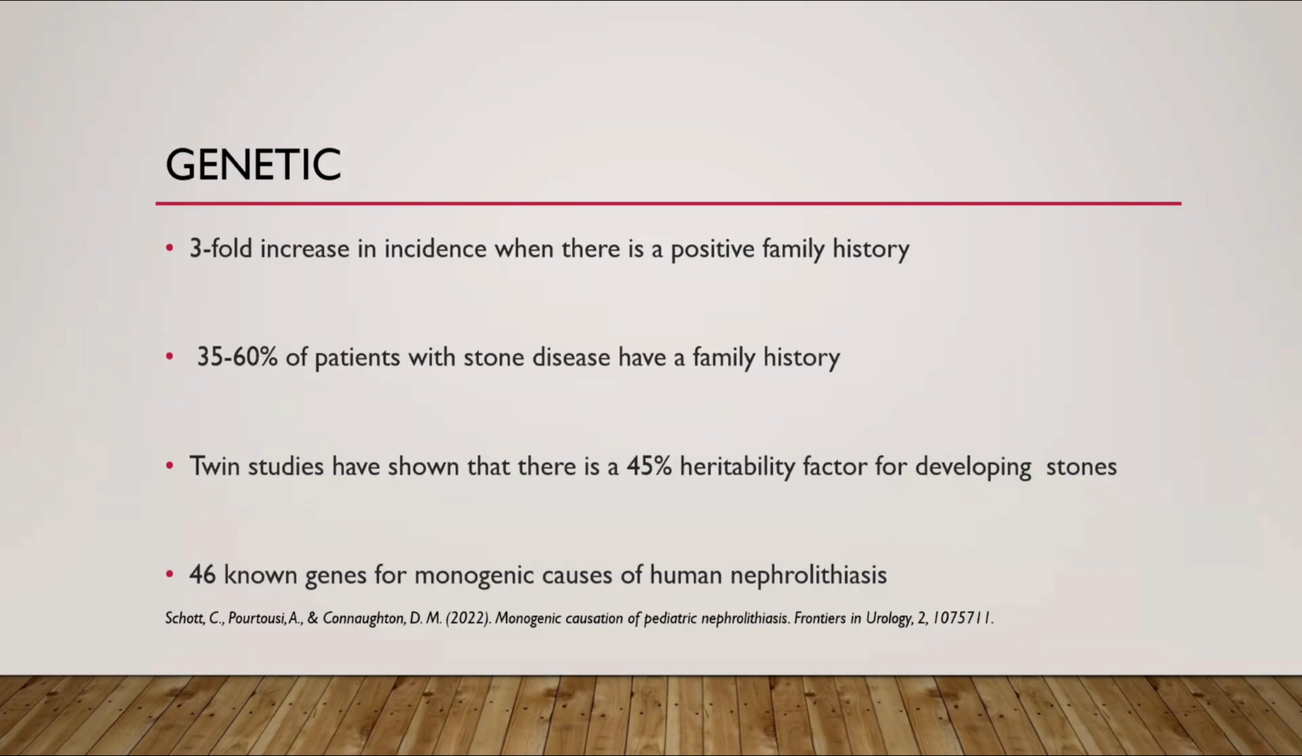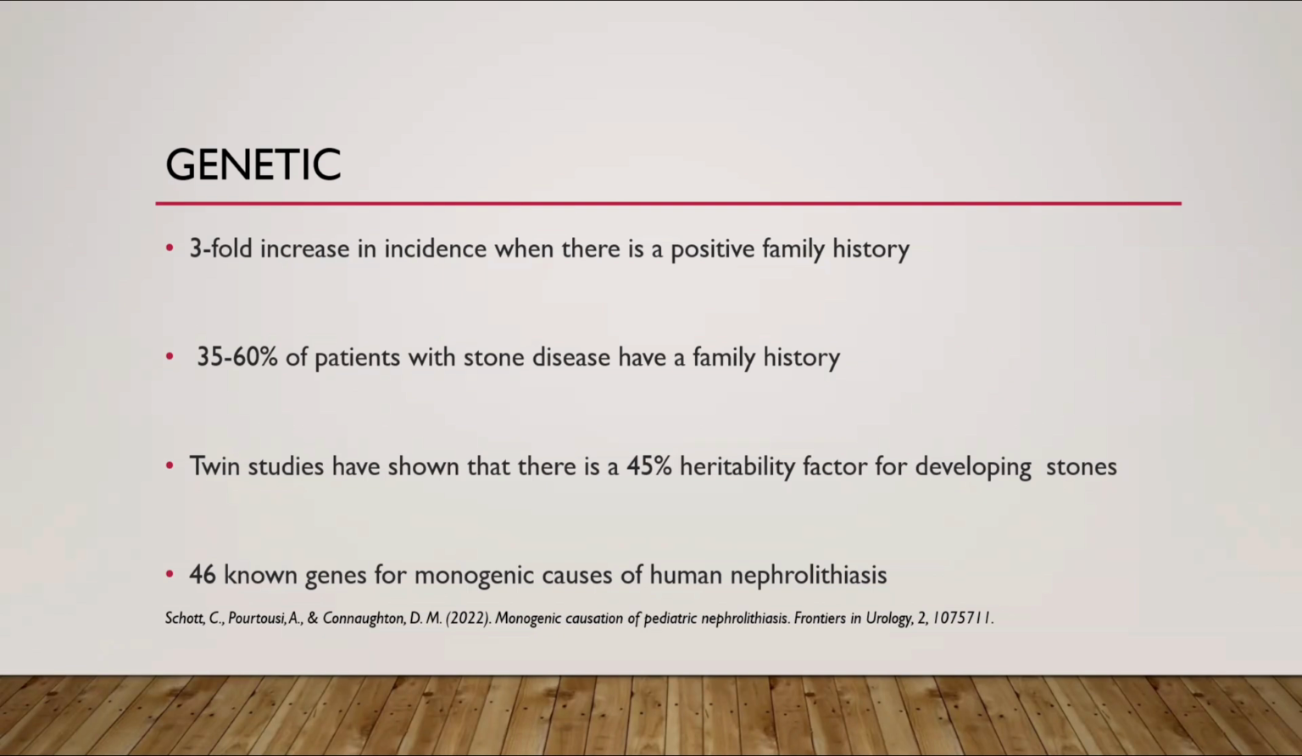Another significant contributor to stone disease in children is genetics. There is strong evidence that nephrolithiasis aggregates in families. Indeed, there is a threefold increase in incidence when there is a positive family history, and data suggests that 35 to 60% of patients with stone disease have a family history. Twin studies have also shown that there is a 45% heritability factor for developing nephrolithiasis.